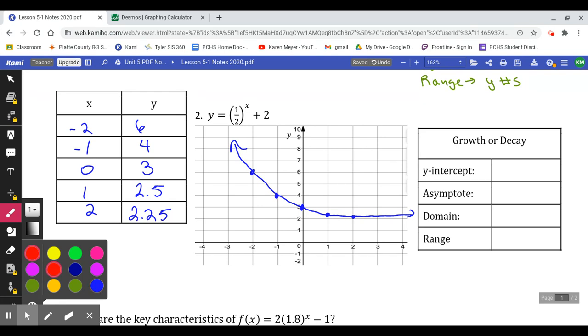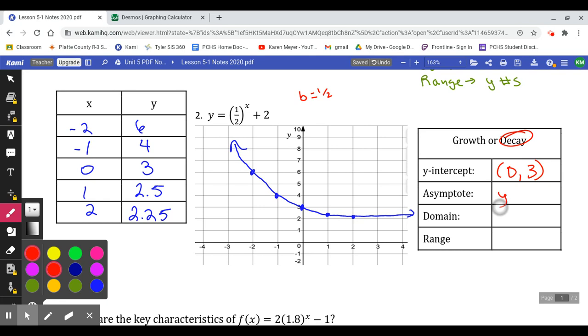So my B number is 1/2. And 1/2 is less than 1. So that means it is a decay. Or you can look at that picture from left to right. It's going down. Y-intercept. Well, if I look on my chart, the y-intercept is (0, 3).